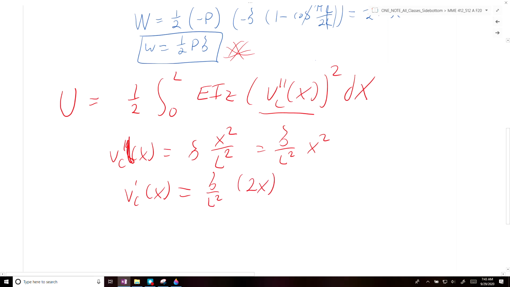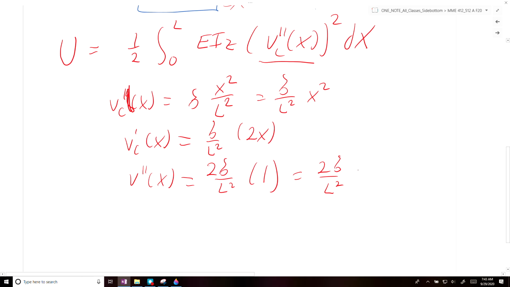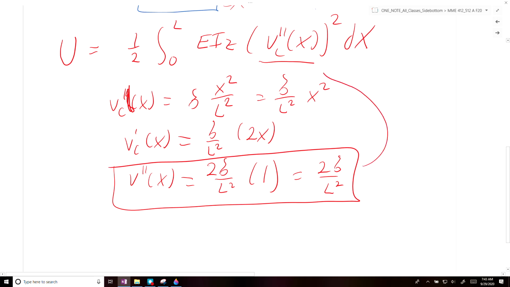And then if we take the derivative of that with respect to x, we'll end up getting delta over L squared times 2 times 1. So it's just going to be equal to 2 delta over L squared. Alright, so that's a nice easy number. We can plug this vc double prime of x term into our integral.